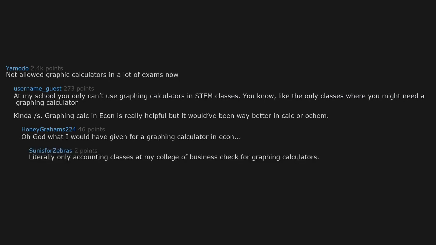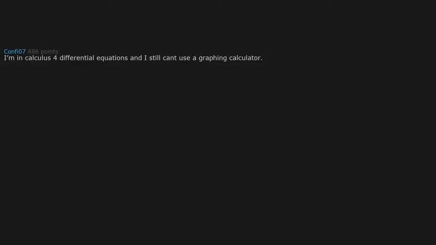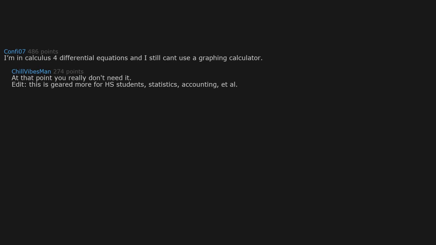Literally only accounting classes at my College of Business check for graphing calculators. And in finance. Never had any other teacher care at all. I'm in calculus for differential equations, and I still can't use a graphing calculator. At that point you really don't need it. Edit: this is geared more for HS students, statistics, accounting, and others.